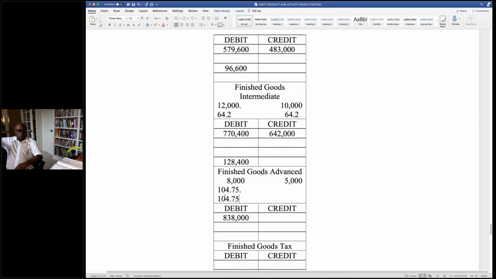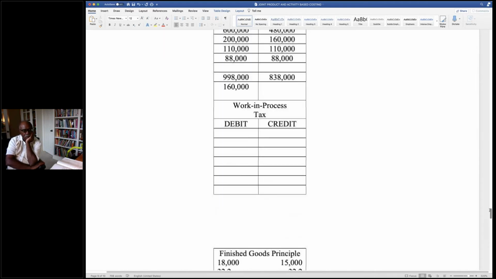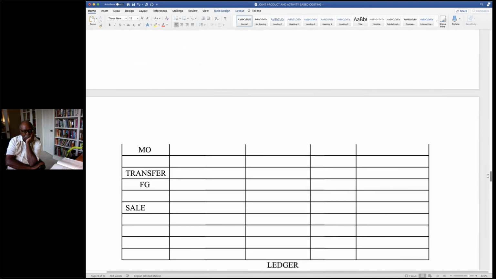Oh, here we go. And then we're going to multiply 104.75 by 5,000, the amount of books they actually sold. And we're going to get 523,750. And then we're going to go ahead and close those out. The difference between those is 314,250. All right. Okay, so we're going to go ahead and take it to our T-chart, our journal entries.